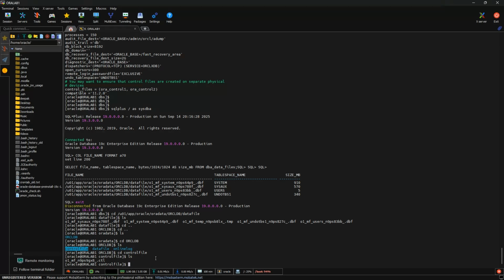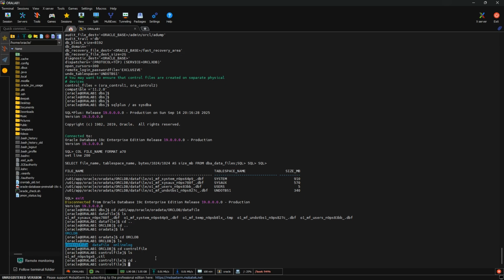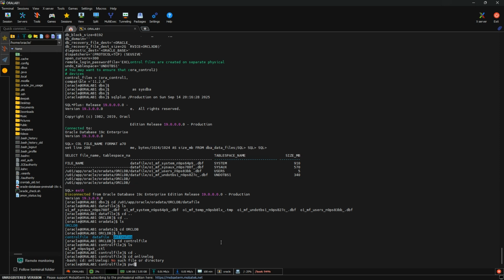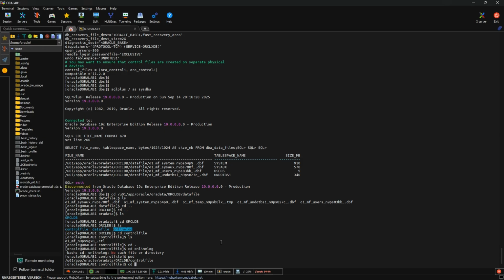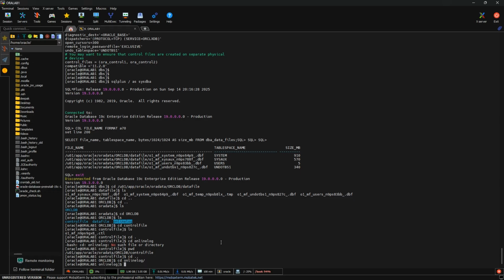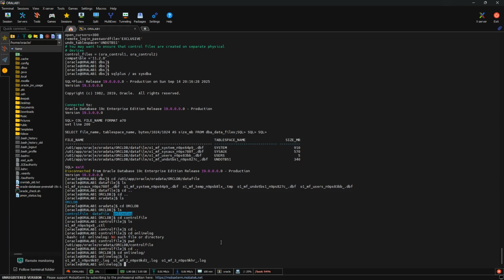And then cd online log. Sorry, cd online. There you can see the online redo log files. These are all physical files, and you can see them with your eyes right now.